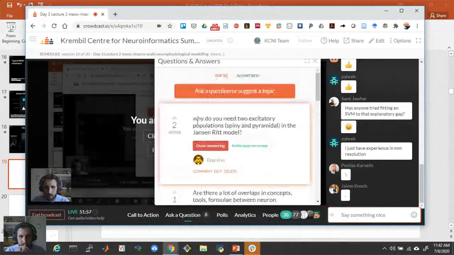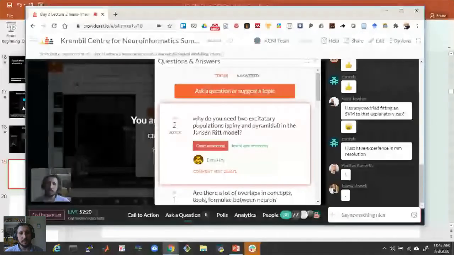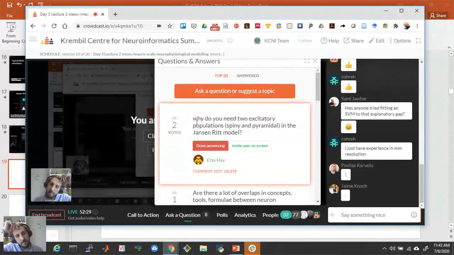So the first question is from Itai. Why do you need two excitatory populations in the Jansen-Rit model? It's a good question. I actually don't have a good answer for that off the top of my head. The Wilson-Cowan equation does not have two excitatory populations. It's also slightly different mathematically to the Jansen-Rit model, or the precursor of the Jansen-Rit model from the 70s.